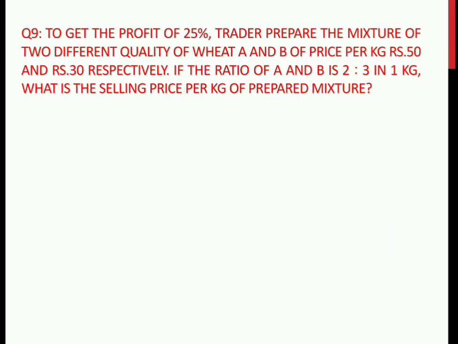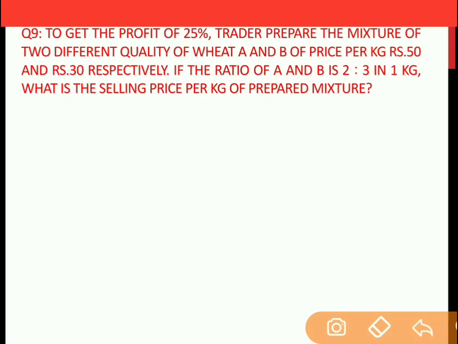Next problem, question number 9. To get a profit of 25%, the trader prepares a mixture of 2 different qualities of wheat, A and B, priced per kg at rupees 50 and 30 respectively. If the ratio of A and B is 2:3 in 1 kg, what is the selling price per kg of the prepared mixture? Now, here the trader gets a profit of 25% if he prepares the mixture of A and B.